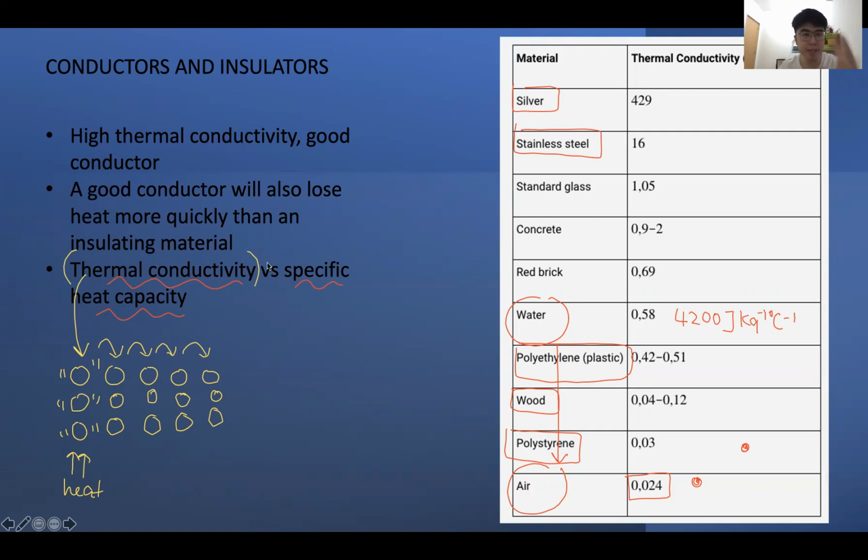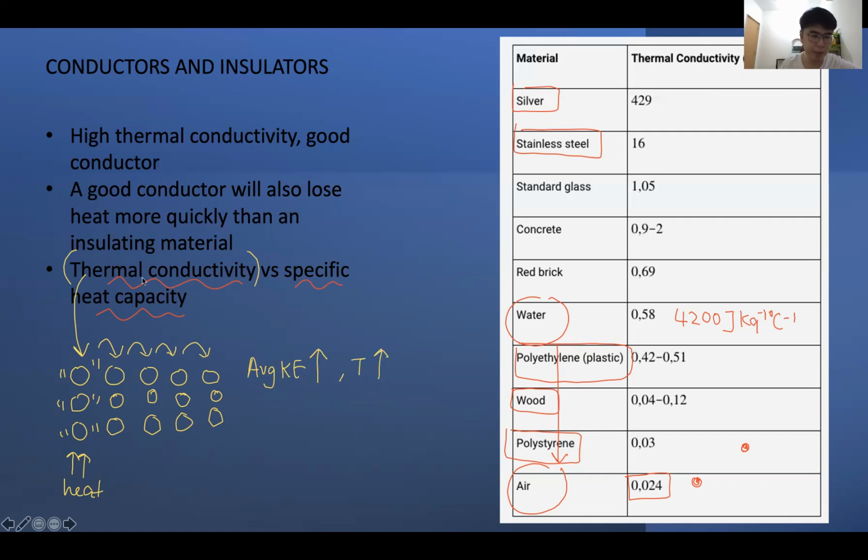But specific heat capacity is different. It talks about the temperature. So how much energy is used to raise the temperature by 1 degree. How do you raise the temperature of a substance? The average kinetic energy has to increase. Only then will the temperature increase.